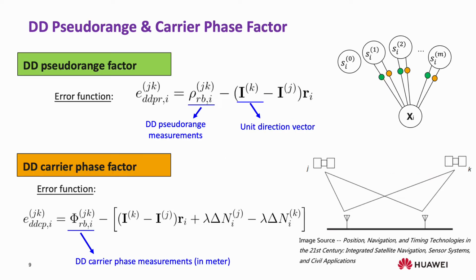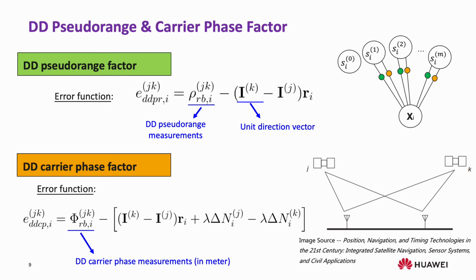Next are the double difference pseudo-range and carrier phase factors. Double difference is the core of real-time kinematic. Different errors can be eliminated by double differencing to obtain high precision positioning. For a received satellite signal, there are different error sources. From the satellite to the receiver side, they are the satellite orbit error, the satellite clock error, atmosphere errors, including ionosphere and troposphere errors, and also the receiver clock bias.